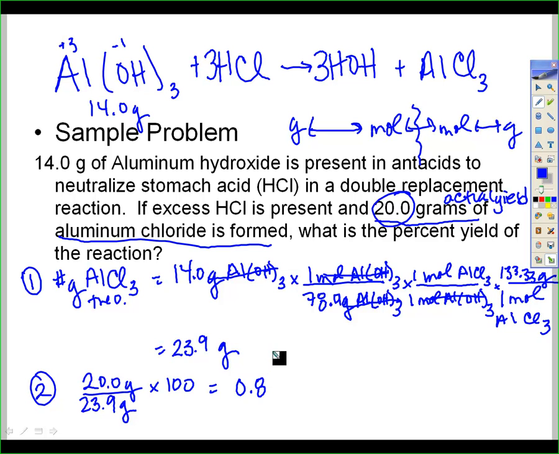It is 83, not 0.8. That would be without multiplying it by 100. 83.7% yield. So that's a pretty doggone good percent yield.